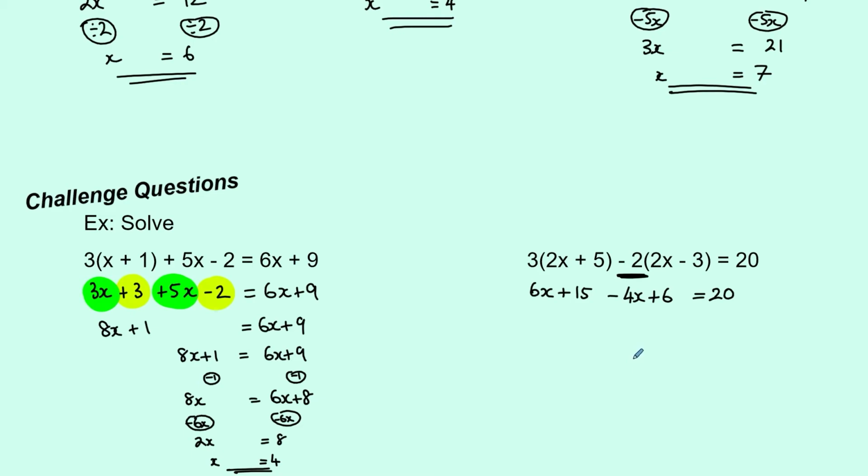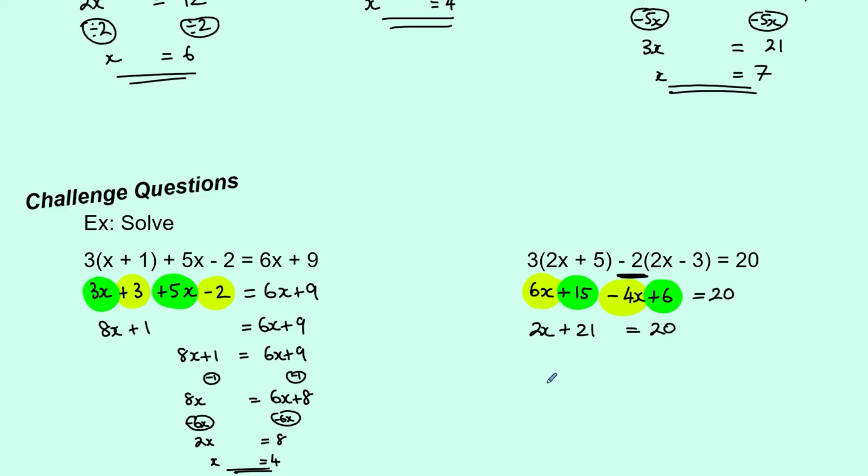Okay, so we multiply the brackets. We've got 4 terms here again, quite a lot of terms. So we want to see if we can tidy them up, and we can. So we've got a 6x and a minus 4x. So I'm going to highlight them in yellow. If we can collect those together, that gives us 2x. We've then got, I'll highlight these ones in green, plus 15 and plus 6. Well, that's going to be a plus 21. So 2x plus 21 equals 20 on the right hand side.